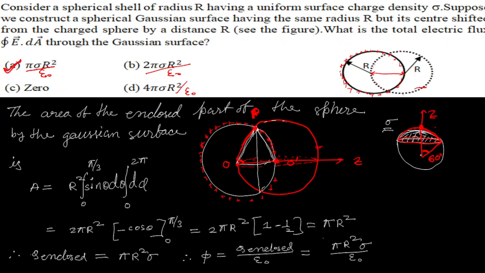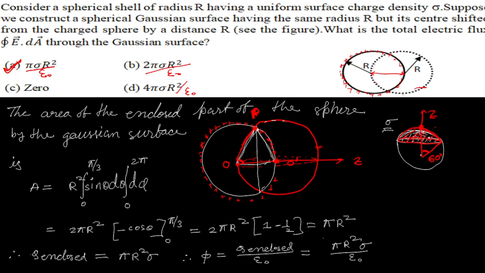Okay, option A will be correct. So I hope you get this point. We have two spheres, but they are not concentric. The center is shifted by a distance r. So because of that, the Gaussian surface will enclose a portion which will look like this, a spherical cap.